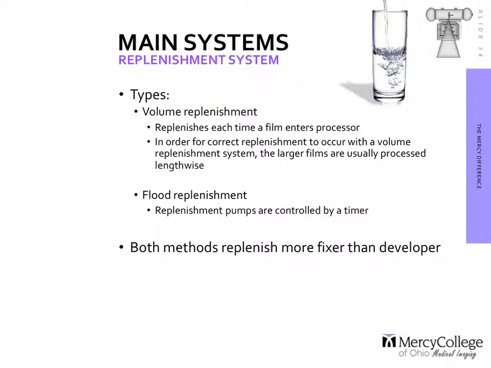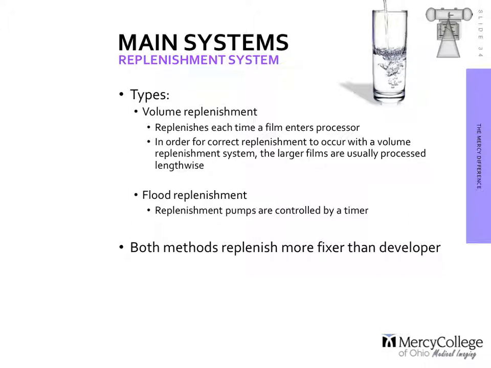So if you want the specifics, developer is 4 to 5 milliliters per inch, and for fixer it's 6 to 8 milliliters per inch. So not quite double, but you're pushing near double. So if you're ever wondering, hey, I'm using so much more fixer than developer, why? It's just how the systems are set up to utilize more fixer. So if you're purchasing these things, you'll have to have more fixer on hand.